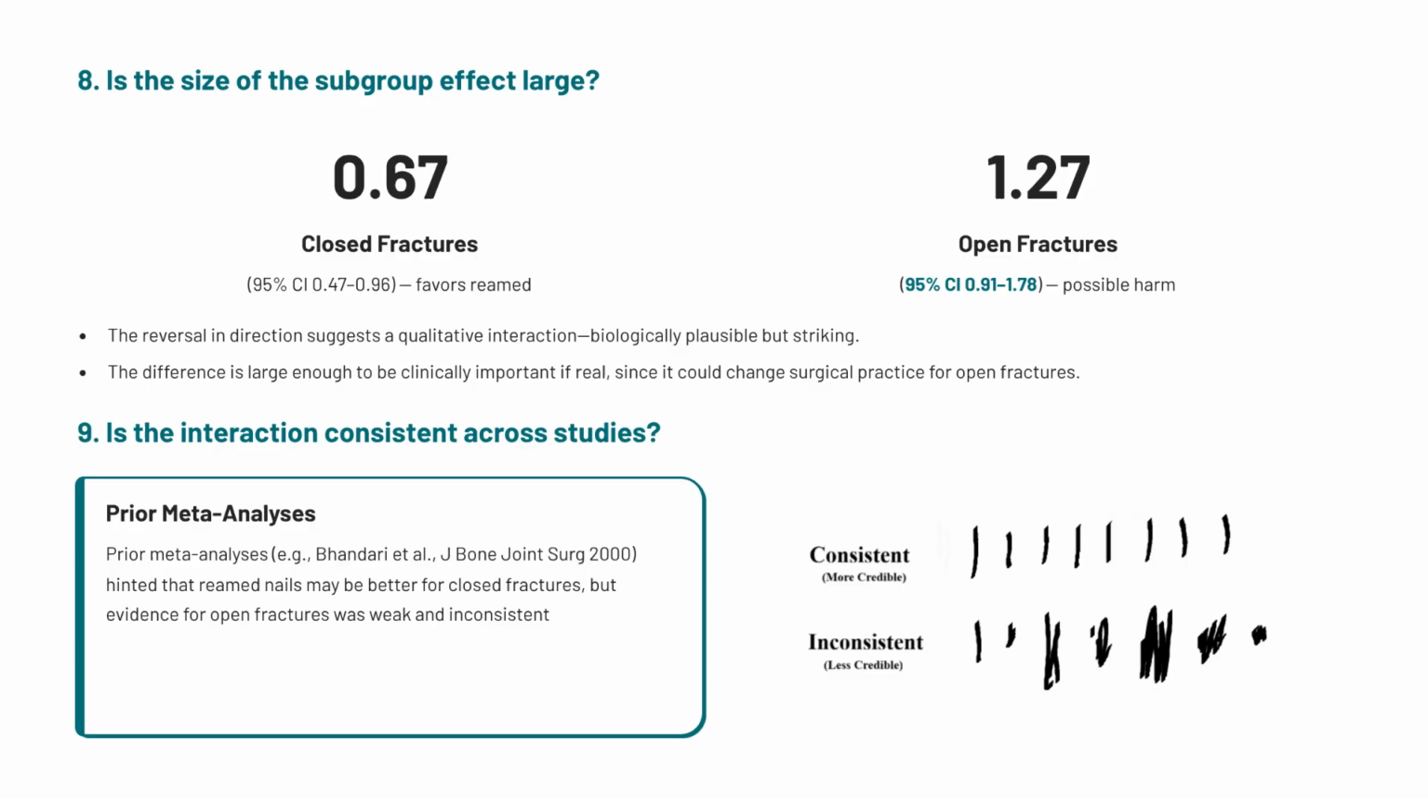Questions 8 and 9 ask whether the effect measure is large and consistent across studies. The interaction test yielded a qualitative interaction with relative risks of 0.67 for those with closed fractures, favoring reamed nails. In those with an open fracture, the relative risk was 1.27, indicating potential for harm. The effect measures are sizable and potentially practice-relevant if true, though large differences can still arise by chance. For question 9, prior meta-analyses by the co-authors hinted that reamed nails may be better for closed fractures, but evidence for open fractures was weak and inconsistent.